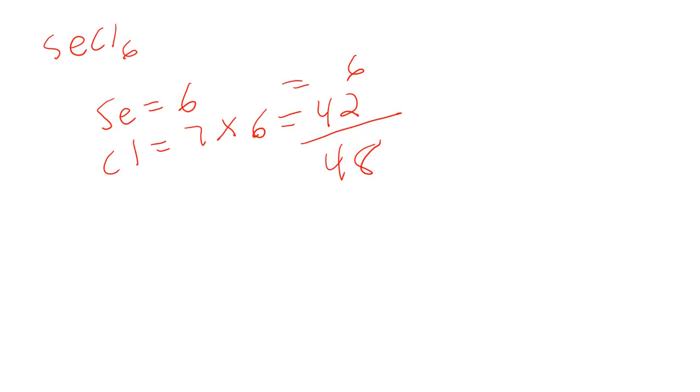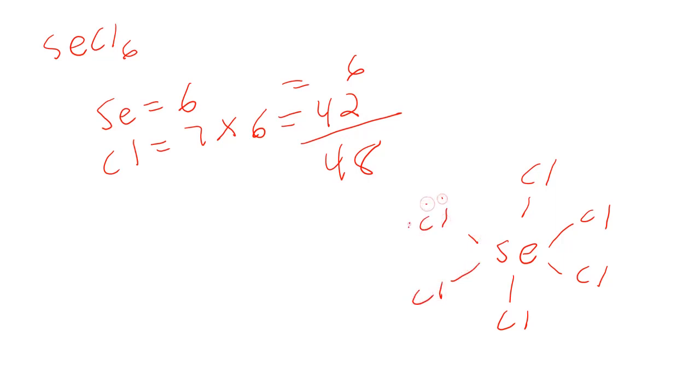So then we want to determine our central atom. Selenium is less electronegative than chlorine, so it has the higher bonding capacity. So let's put our selenium in the center, and we're going to put our chlorines around it. And then we're going to give all of the chlorines their lone pairs.